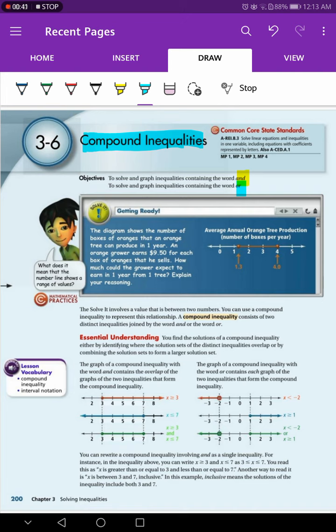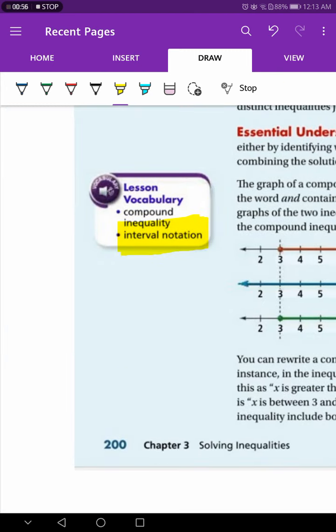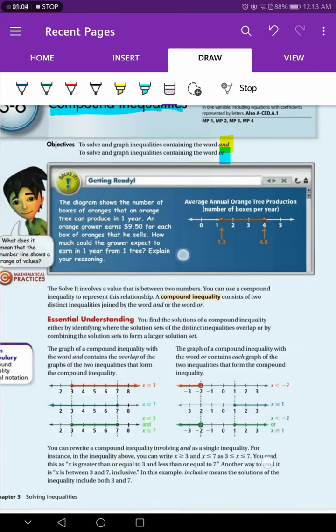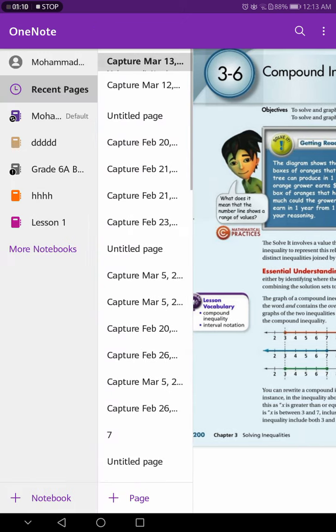So some vocabulary we will learn today includes compound inequalities and interval notation, my dear students. And today I will teach you how to write the interval notation. Stay with me, please, and let us move to practicing. Let's go.